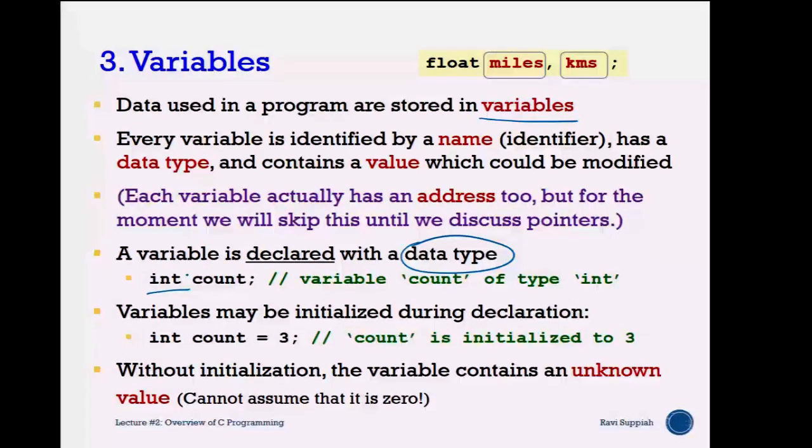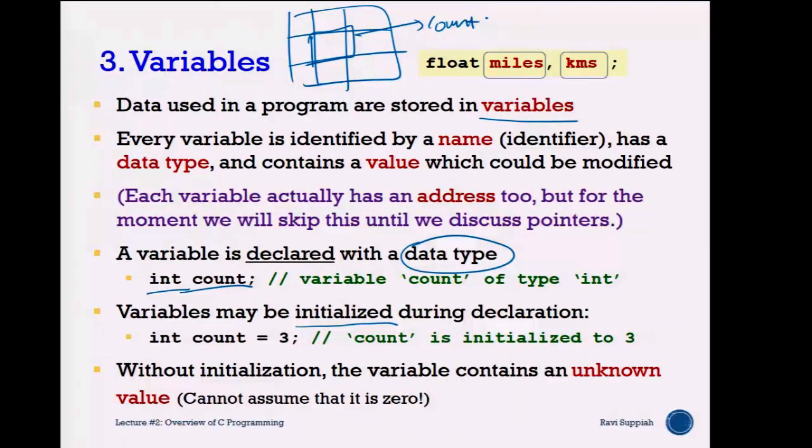Integer is one of the data types, along with float, character, double, and so on. So we're going to look at that. You can also initialize during declaration. If I just declare int count, that means inside my memory I'm going to set aside one memory location reserved for count.